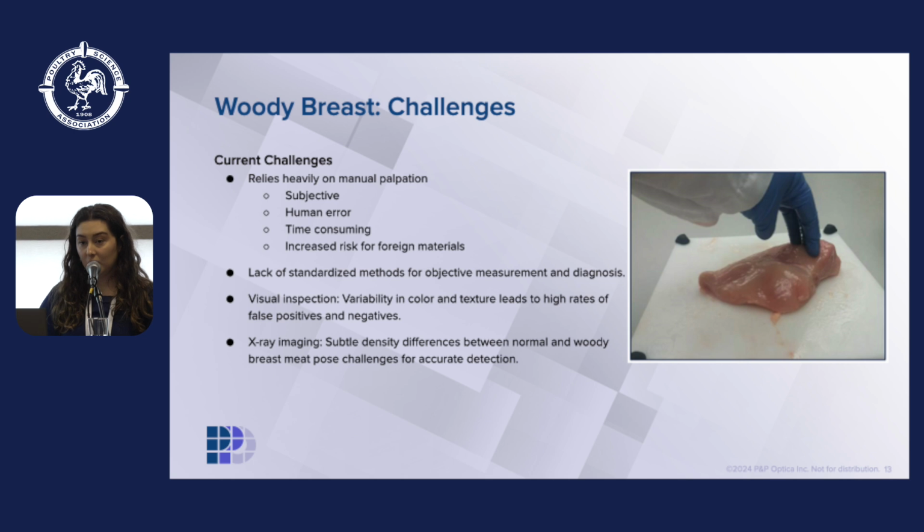Another type of system that you can use is X-ray, which is effective for detecting internal defects and foreign material in meat depending on their density. However, woody breast meat poses a challenge for X-ray systems because the density differences between normal and affected meat are relatively subtle, making it difficult for X-ray systems to consistently distinguish between them with high accuracy.